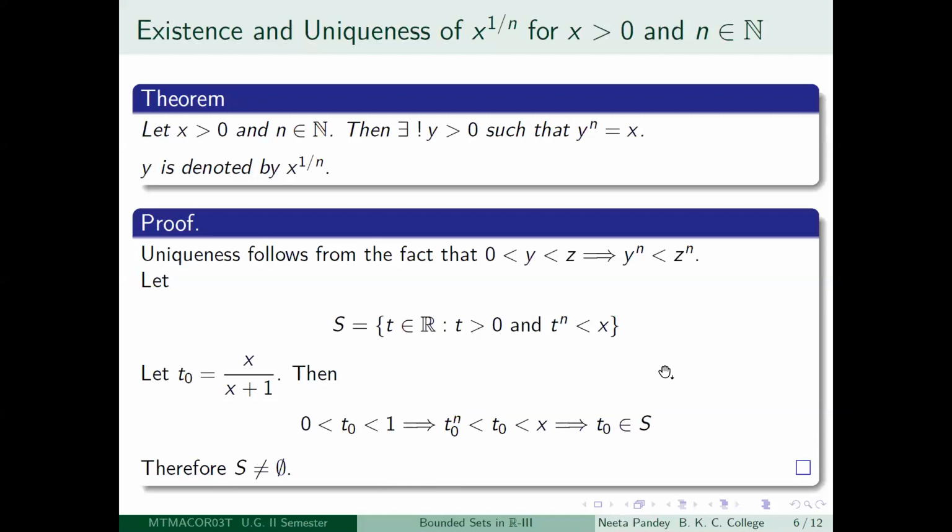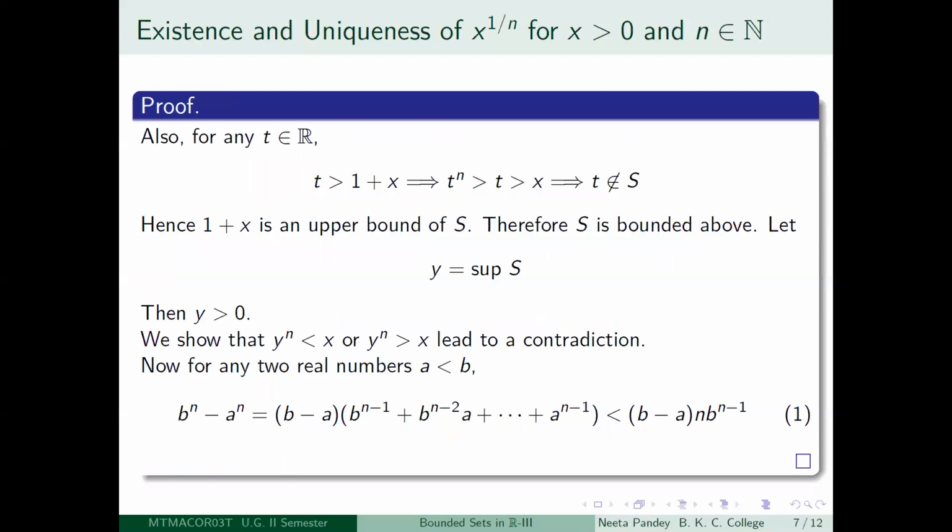You will show that S is also bounded above. So if you take t to be greater than 1 plus x, then it is automatically positive. Then I want to claim that t to the power n is greater than t. Why is that true? Because t is greater than 1 plus x means t is greater than 1. So t is positive, and since t is greater than 1, multiply by t, you will get t squared is greater than t.